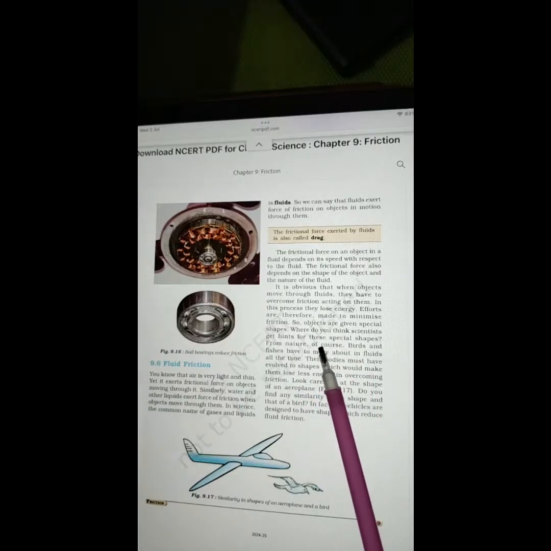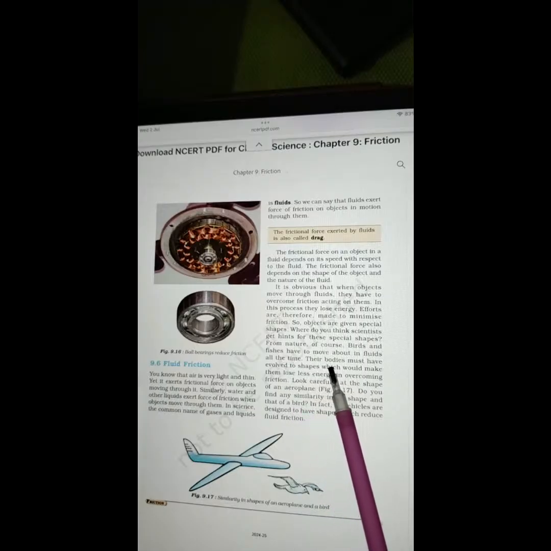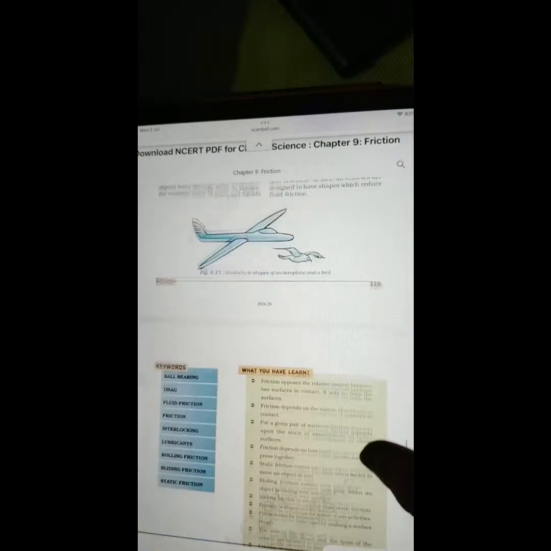Where do you think scientists get hints for these special shapes? From nature, of course. Birds and fishes have to move about in fluids all the time. Their bodies must have evolved to shapes which would make them lose less energy in overcoming friction. Look carefully at the shape of an aeroplane. Do you find any similarity in its shape and that of a bird? In fact, all vehicles are designed to have shapes which reduce fluid friction.